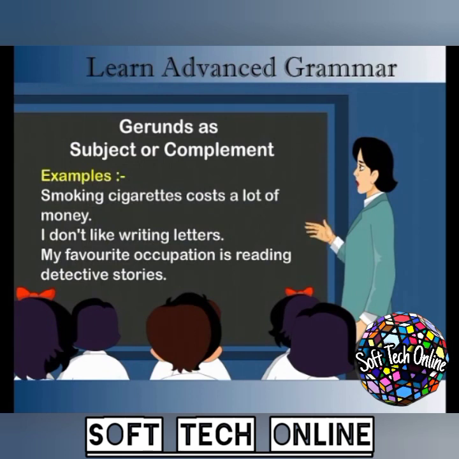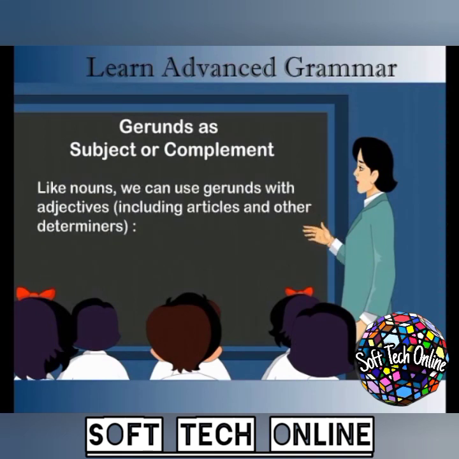Examples: smoking cigarettes costs a lot of money. I don't like writing letters. My favorite occupation is reading detective stories. Like nouns, we can use gerunds with adjectives, including articles and other determiners.